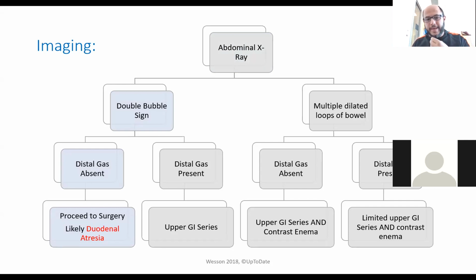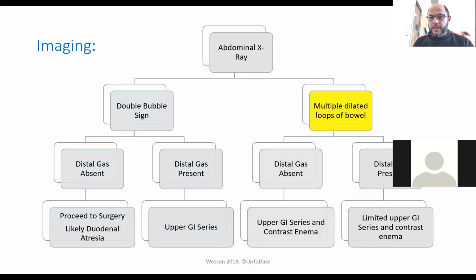And I will talk about something else that we just had in our unit, a double bubble sign, where we diagnosed duodenal atresia antenatally, and then after birth the baby had the surgery, and we will show you the image. So always, with a double bubble sign, if there is no distal air, then most likely duodenal atresia or any obstruction of the duodenum. If there is distal air, then you need to follow with the upper GI series.